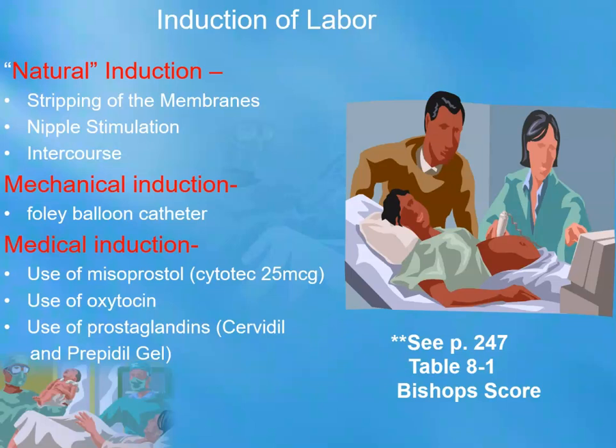Bishop's score is how inducible is that cervix. They look at the effacement. They look at the station of the presenting part. They look at the dilation. And it's called the Bishop score. You have to meet certain criteria in order to possibly be successful with an induction. So if you look at page 247 in the text, table 8-1, we'll talk about the Bishop score more in depth.